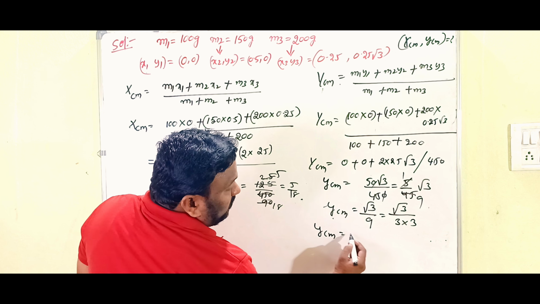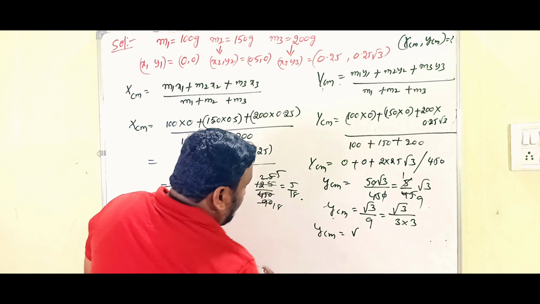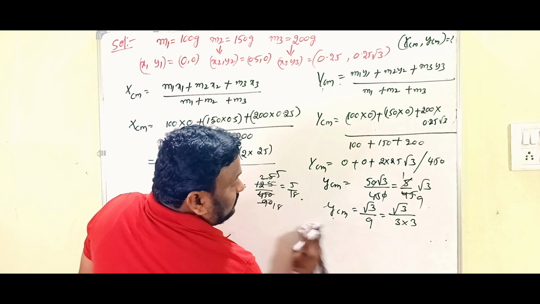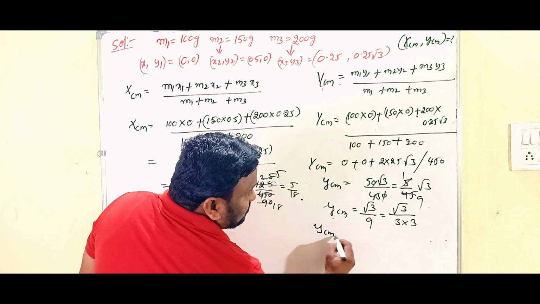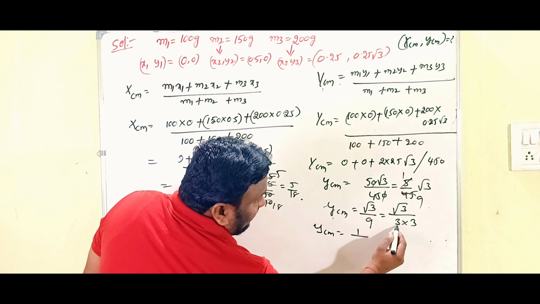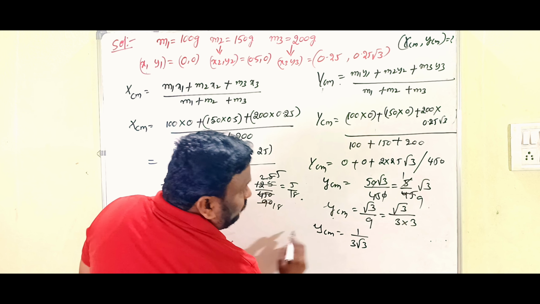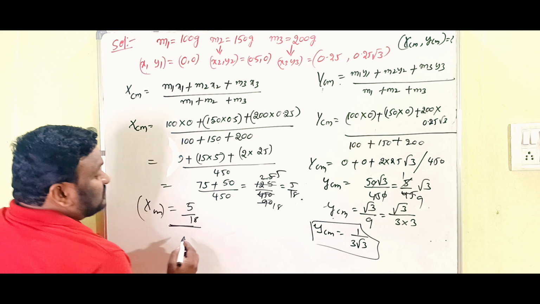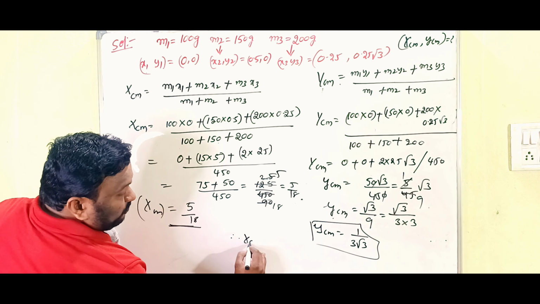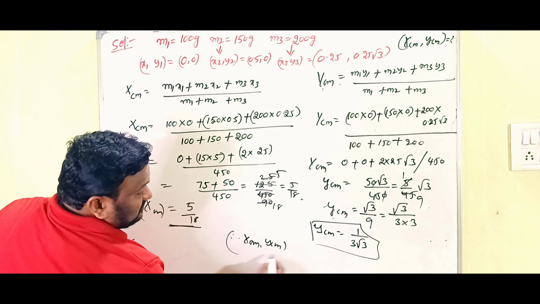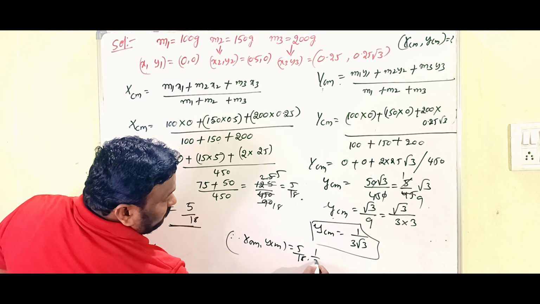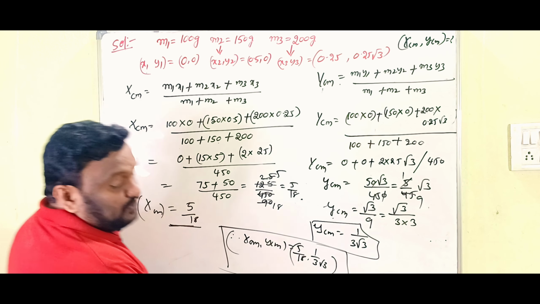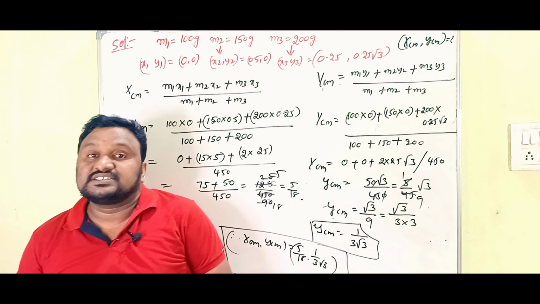Then ycm is equal to root 3 by 3 into 3. Root 3 into root 3 means we can write 3 like that. So ycm is equal to 1 by 3 root 3, that is 1 by root 3 into 3. Therefore the center of mass xcm, ycm is 5 by 18, comma 1 by 3 root 3. This is the center of mass of 3 particles in the case of an equilateral triangle.